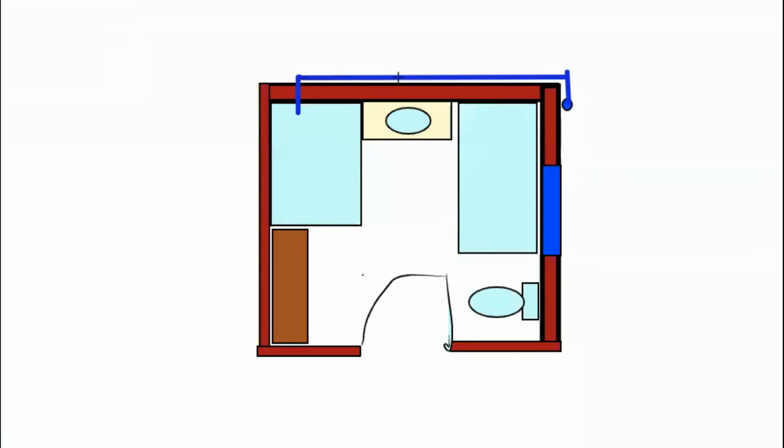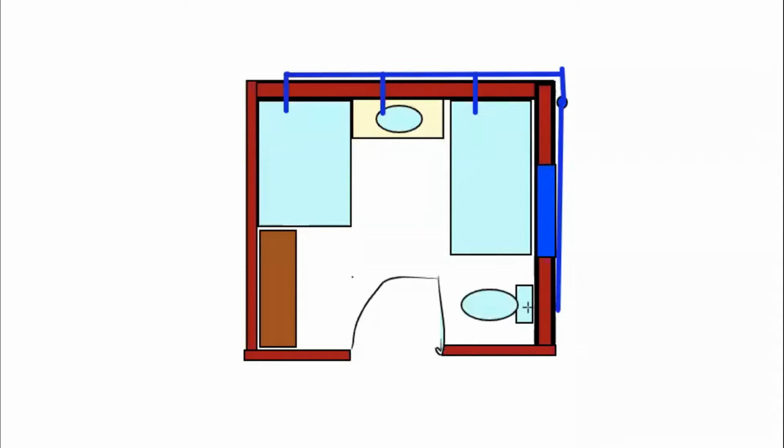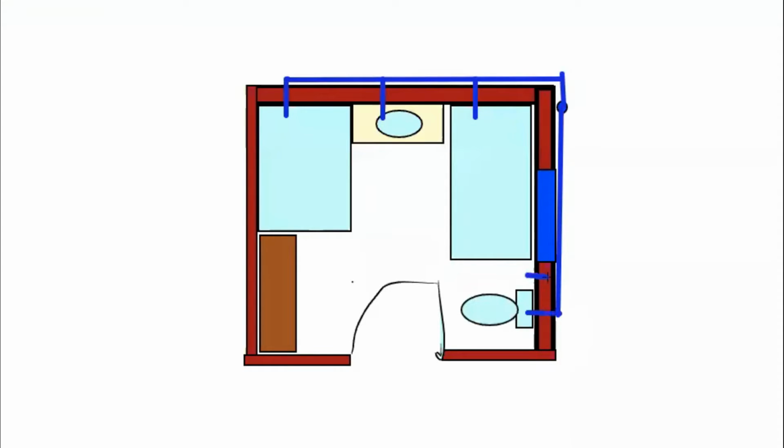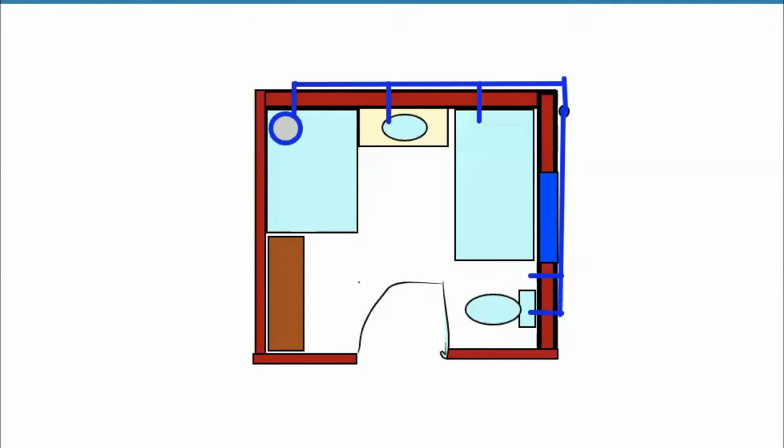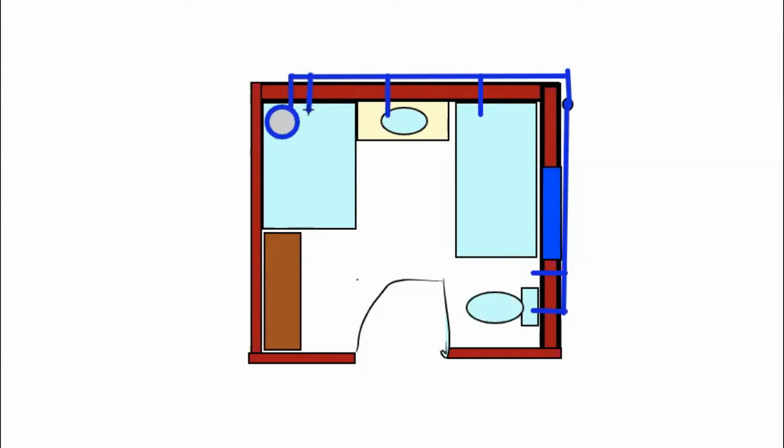One will go to the basin. One will go to the bathtub. And one will go to the cistern. One will go to the tap. And if my geyser is somewhere, say here, then it will also go to the geyser. So this I am making for shower and this is for geyser.